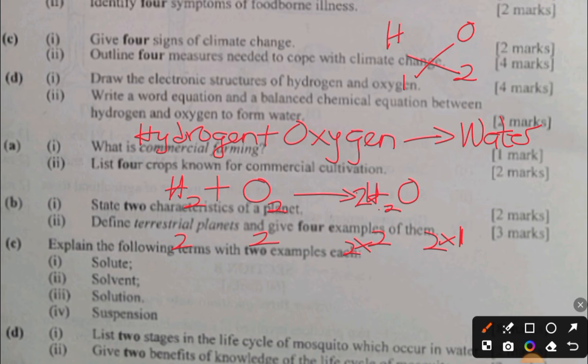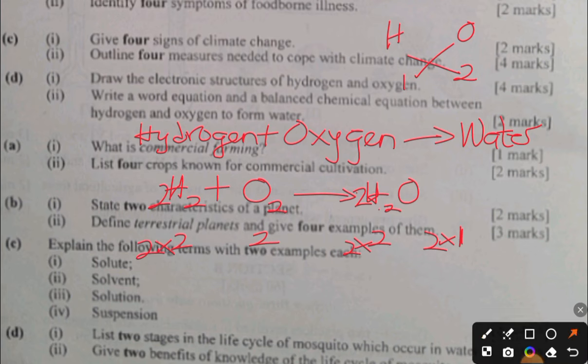So since hydrogen is 4 on the right side, which is the product side, you have to now multiply 2 by what you have on the left side as well. So you have 2 here. So you have 4 atoms of hydrogen here, 2 atoms of oxygen, 4 atoms of hydrogen, 2 atoms of oxygen as well. This is a balanced equation. Yes.